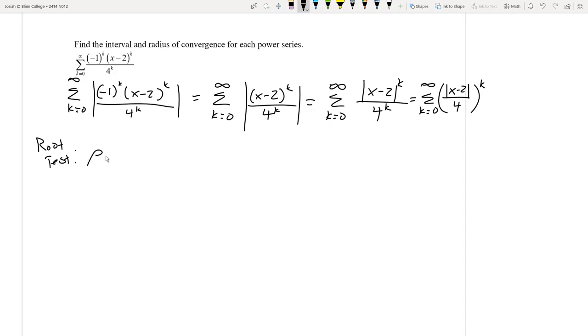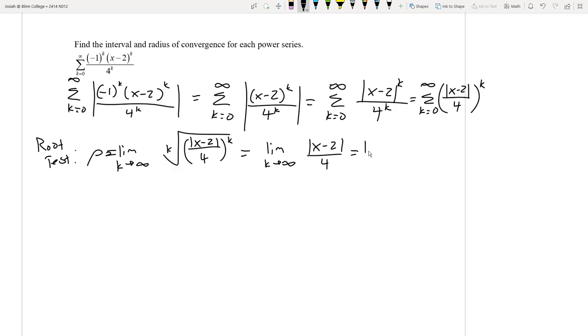So we'll go ahead and look at rho. That's going to be the limit as k tends to infinity of the kth root of absolute value of x minus 2 over 4, all to the kth power. So that kth root and kth power will cancel. We get the limit as k tends to infinity of absolute value of x minus 2 over 4. There are now no k's involved. So this is what rho is equal to. It does depend on x.